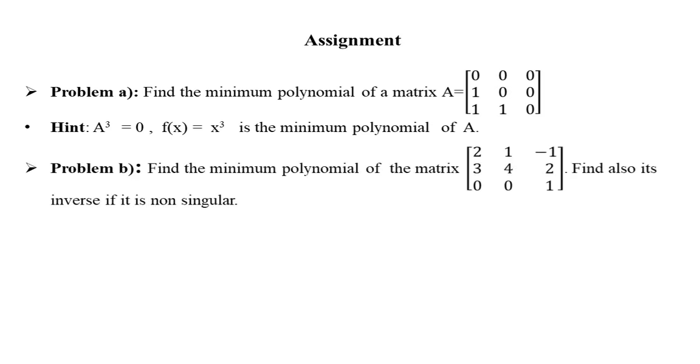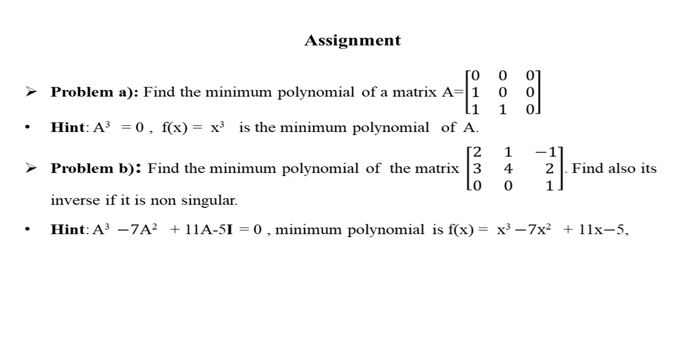Problem B. Find the minimum polynomial of the matrix 2, 1, minus 1, 3, 4, 2, 0, 0, 1. Find also its inverse if it is non-singular. Hint. We have A cube minus 7A square plus 11A minus 5I equals 0. Here I means the identity matrix of order 3. Minimum polynomial is f of x equal to x cube minus 7x square plus 11x minus 5.